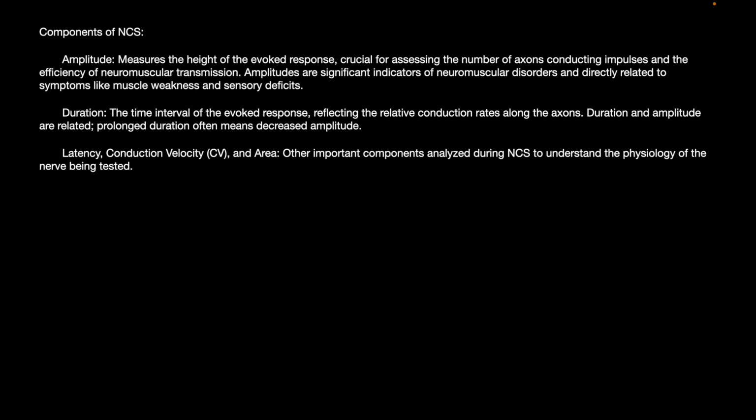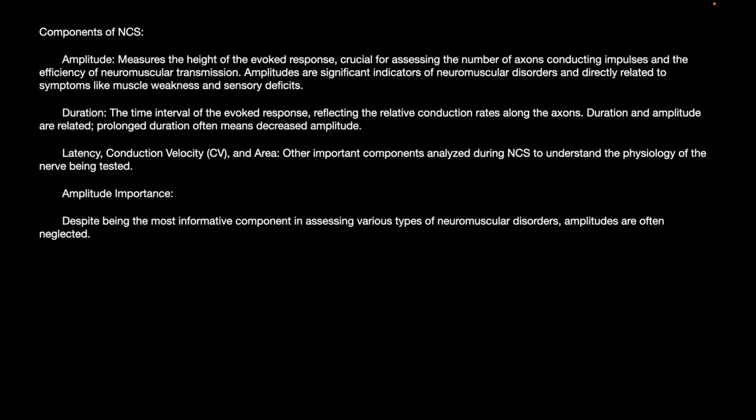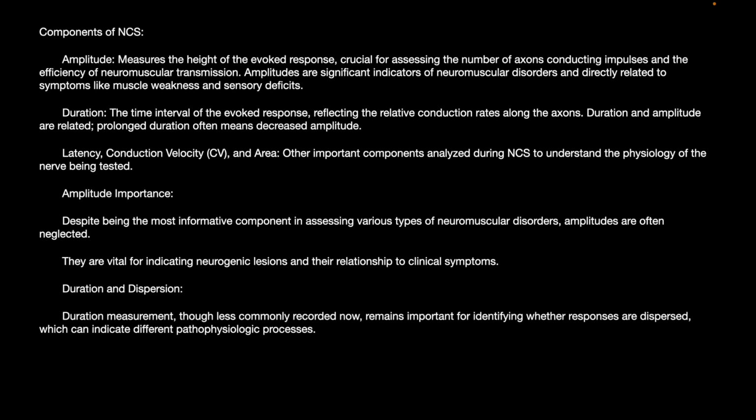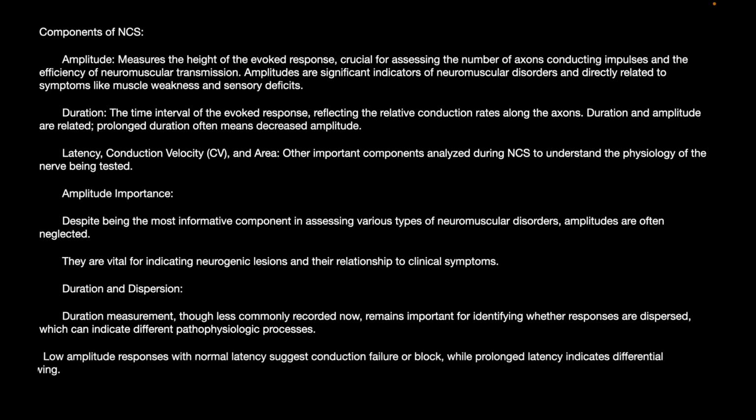Next is the latency, conduction velocity, and area. First is the importance of the amplitude. Despite being the most informative component in assessing various types of neuromuscular disorders, amplitudes are often neglected. They are vital for indicating neurogenic lesions and their relationship to clinical symptoms. Then duration and dispersion. Duration measurement, though less commonly recorded now, remains important for identifying whether the responses are dispersed, which can indicate different pathophysiological processes. Low amplitude responses with normal latency suggest a conduction block, while prolonged latency indicates differential slowing.